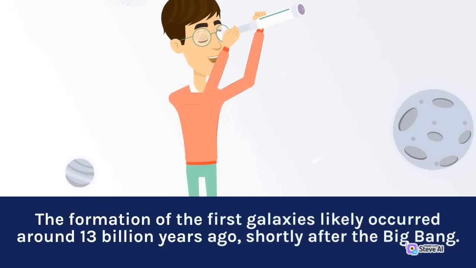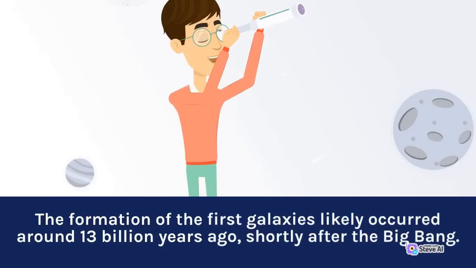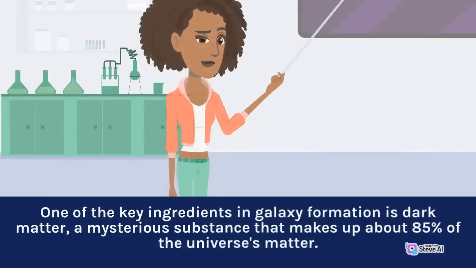The formation of the first galaxies likely occurred around 13 billion years ago, shortly after the Big Bang. One of the key ingredients in galaxy formation is dark matter, a mysterious substance that makes up about 85% of the universe's matter.